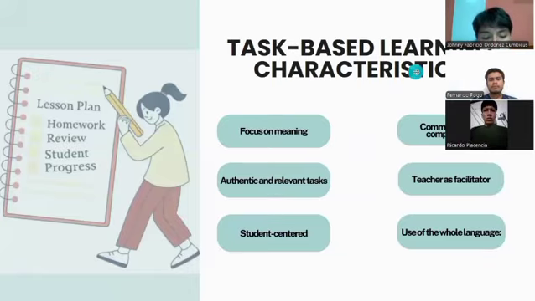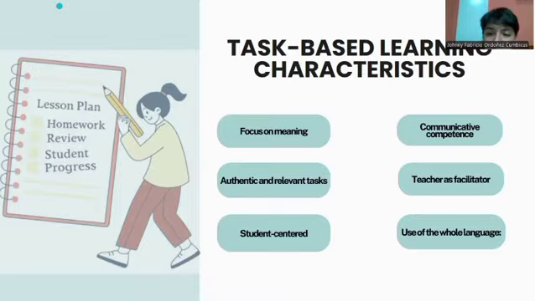Now we have some characteristics of task-based learning. The first one is that it is focused on meaning. So the primary goal is to use the language to communicate and complete a task. The next one is authentic and relevant tasks. So the lessons are about completing tasks that have relevance in real life. Another one is that it is student-centered. So the learners are engaged in the learning process, collaborating with peers to achieve a common goal.